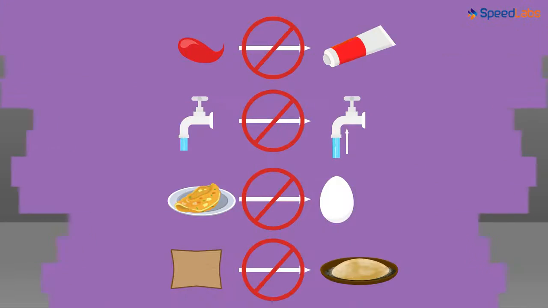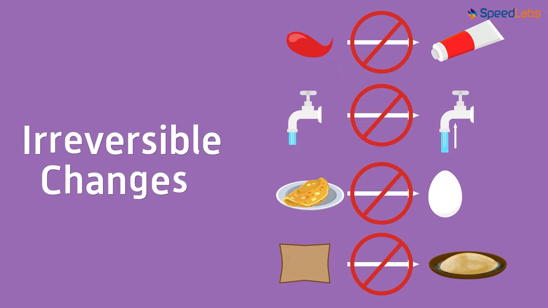In the second set of our examples, we found all the changes were irreversible. The toothpaste cannot be put back into the tube. Similarly, the water flowing from the tap cannot be put back in it. And what about the omelette then? Well, once it's cooked, we cannot really expect it to become an egg again. And lastly, the dough once baked gives us bread, which cannot be converted back into dough. These are all changes which cannot be reversed.